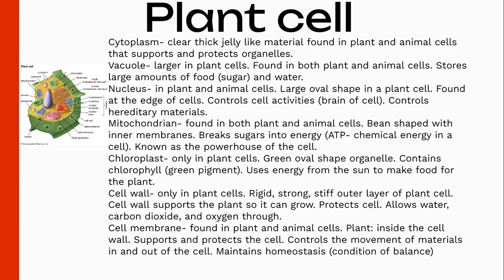The cell membrane is found in plant and animal cells. In the plant cell, it is inside of the cell wall. It supports and protects the cell. It controls the movement of materials in and out of the cell. And it maintains homeostasis, which is the condition of balance within a cell.